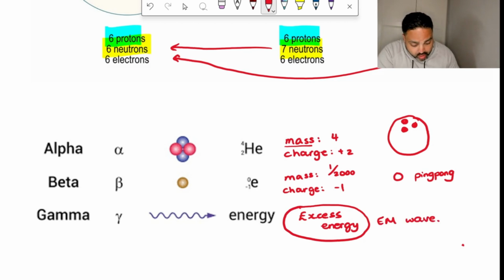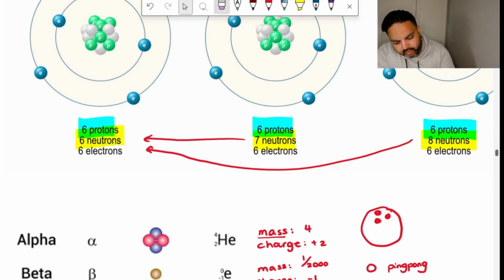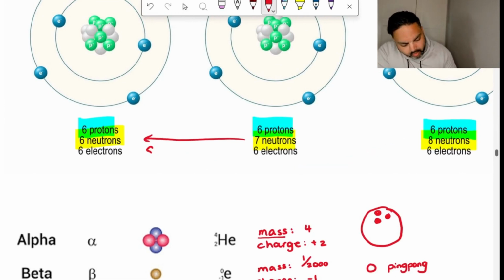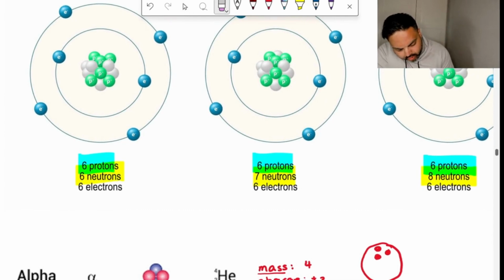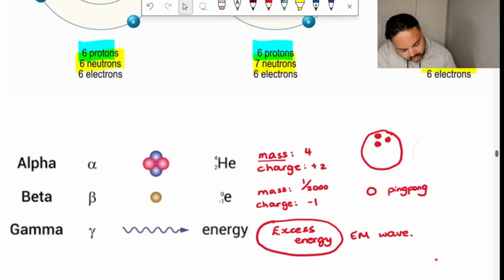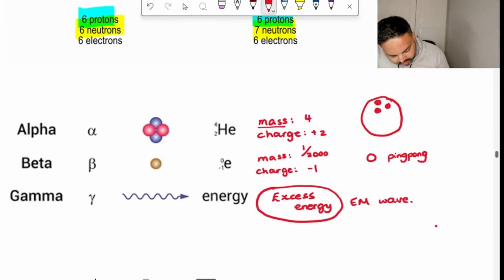Okay, so that's all well and good. How does beta decay actually help reduce the numbers? What happens in beta decay is you end up with one of the neutrons decaying. So let's do carbon 13. One of the neutrons breaks down into a proton and an electron.